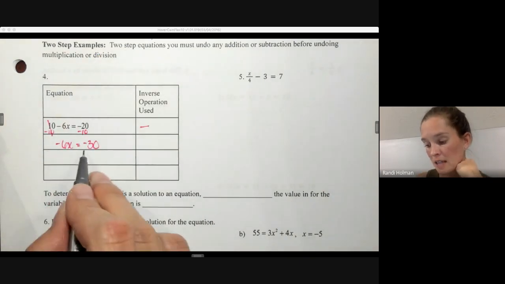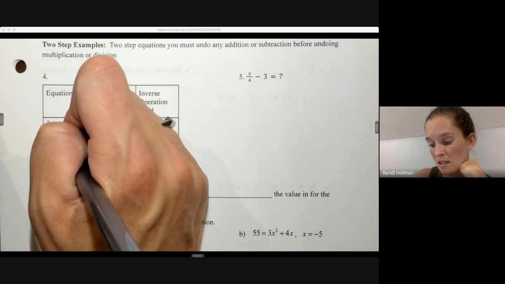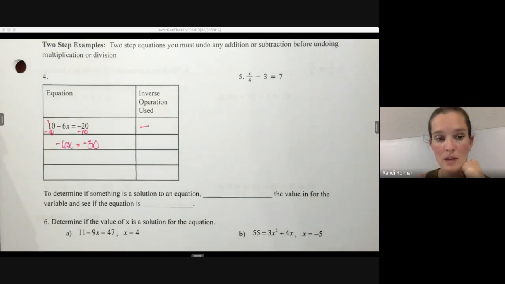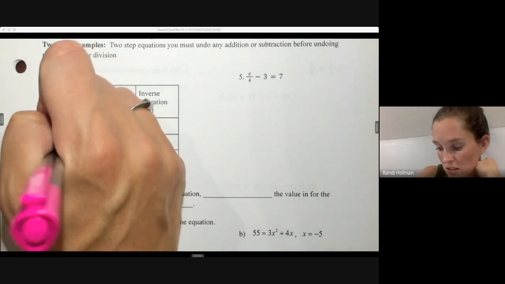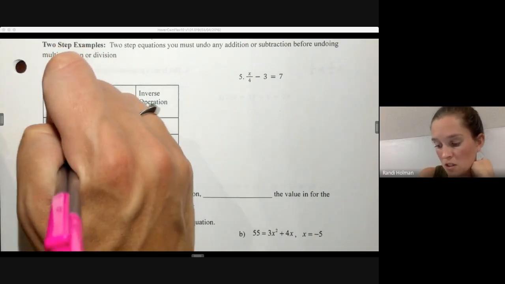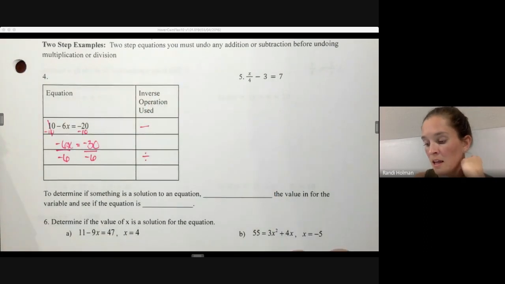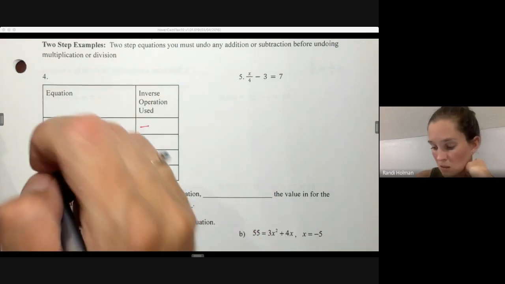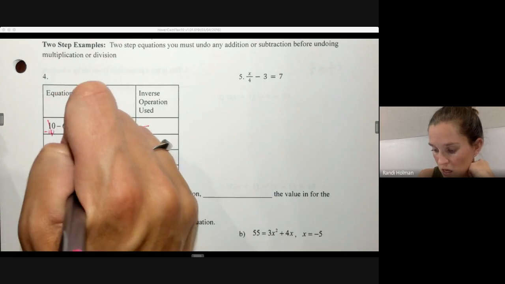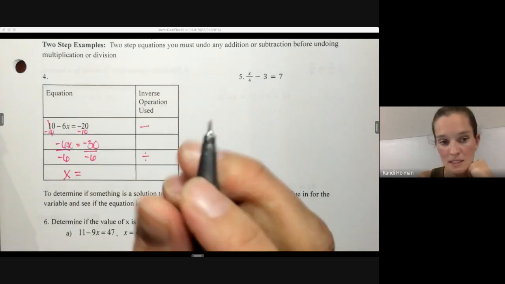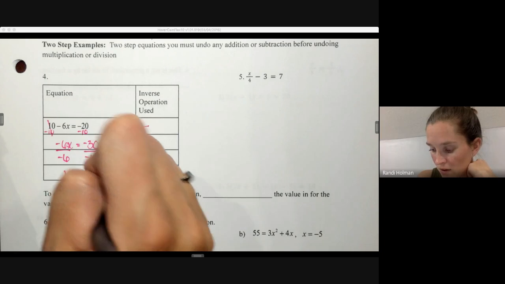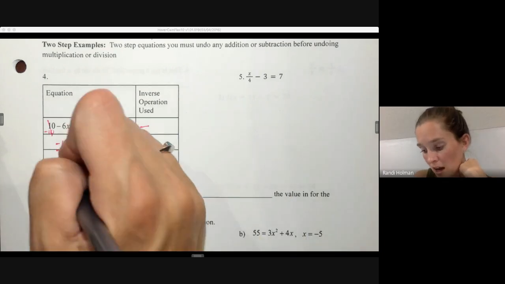Okay, -6x equals -30. This again, if you're not sure, put in that little multiplication symbol. It's -6 times x. So to undo multiplication, its inverse is division. So we are dividing here. -6 divided by -6 is 1, so we're left with just x equals -30 divided by -6 is 5. So we have x is 5 as our final answer.